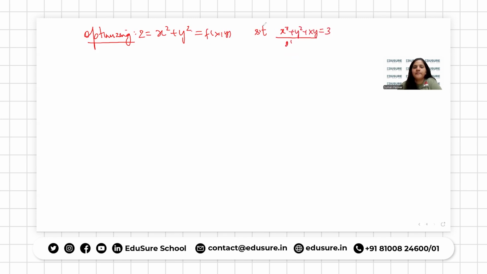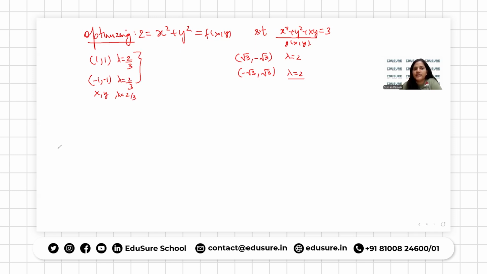This was g of xy, and we got 4 candidates. One of the points was (1, 1), (-1, -1). Then one of the candidates was (root 3, -root 3) and (-root 3, root 3). Here the value of lambda was 2 by 3, and here the value of lambda was 2. So now this is my x, this is my y, and this is my lambda equals 2 by 3. Let us try to see whether we got local minimum or not. You can see that z equals 2 here, and over here z is equal to 6.